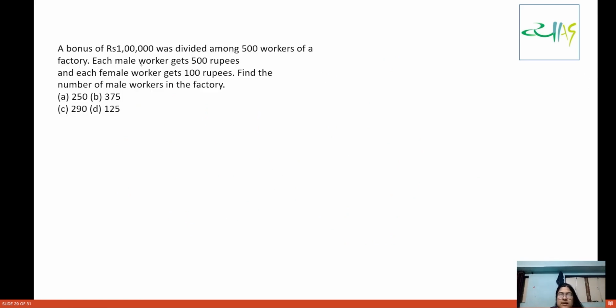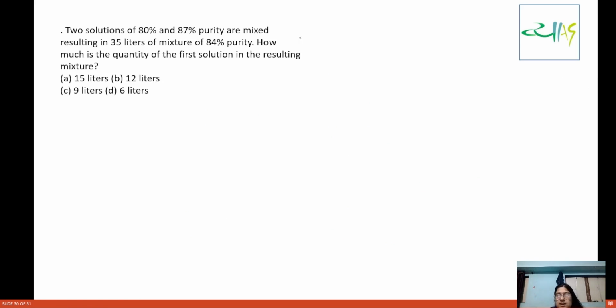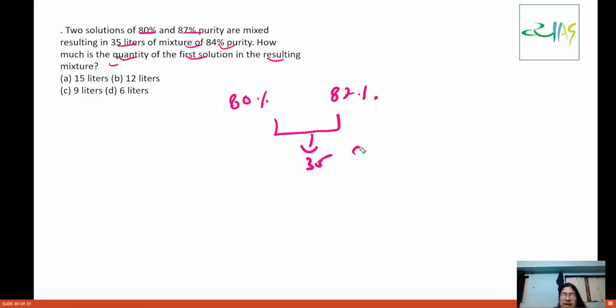Okay, fine. Now see, we already did this question. Take this question. Two solutions of 80% and 87% purity are mixed to get 35 liters of mixture of purity 84%. How much is the quantity of the first solution in the resulting mixture? Okay, so what it is saying, two solutions of 80% and 87% purity are mixed, resulting in a 35-liter mixture of 84%. How much is the quantity of the first solution?